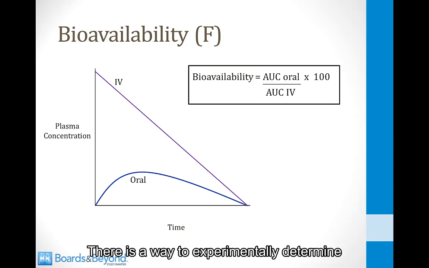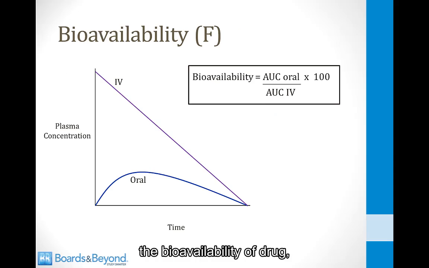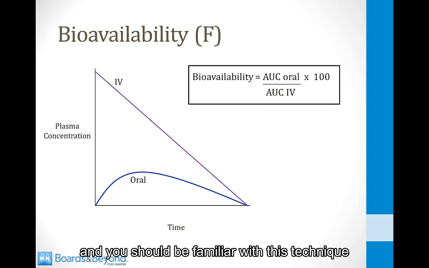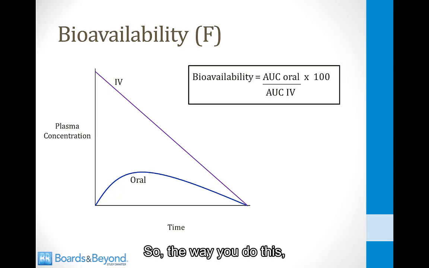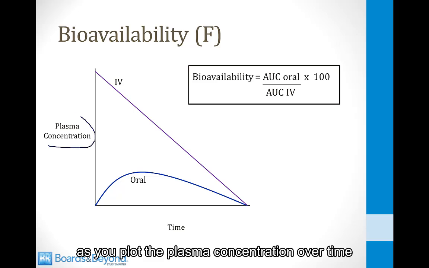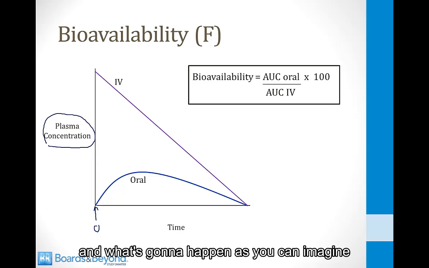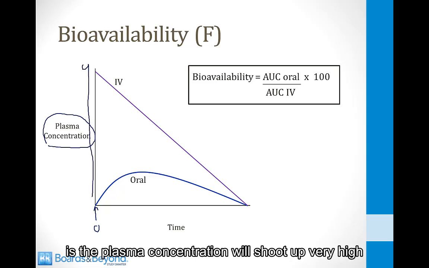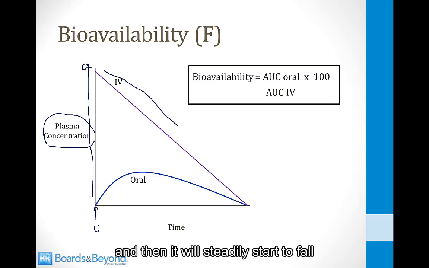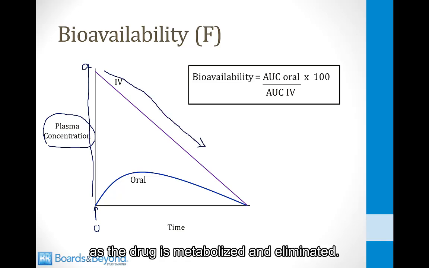There is a way to experimentally determine the bioavailability of a drug, and you should be familiar with this technique for your boards. So the way you do this is you plot the plasma concentration over time for both an IV and oral dose. So first we're going to administer an IV dose here at time 0, and what's going to happen, as you can imagine, is the plasma concentration will shoot up very high, and then it will steadily start to fall as the drug is metabolized and eliminated.